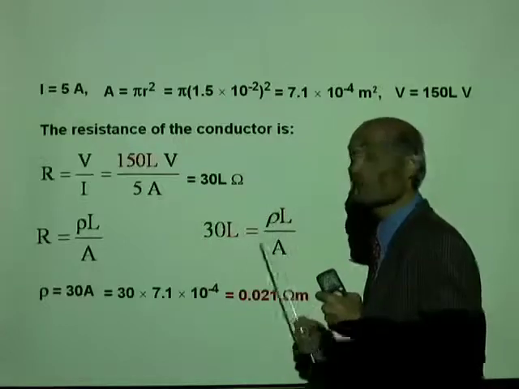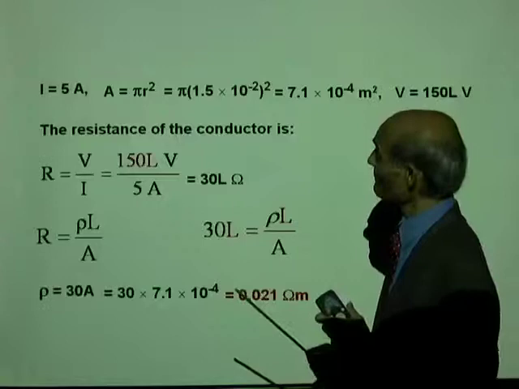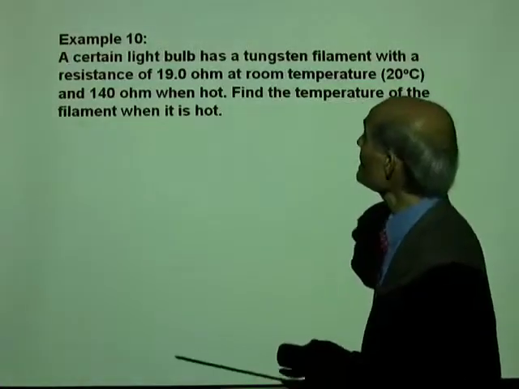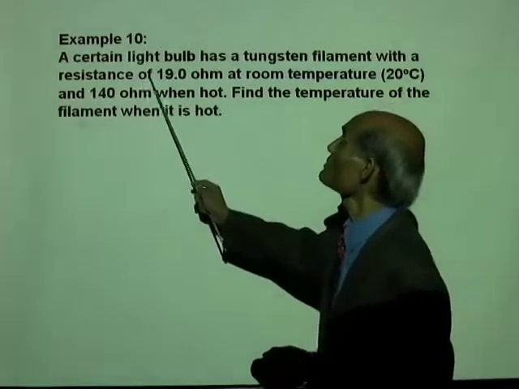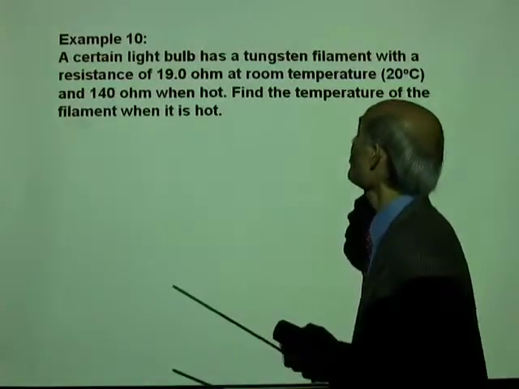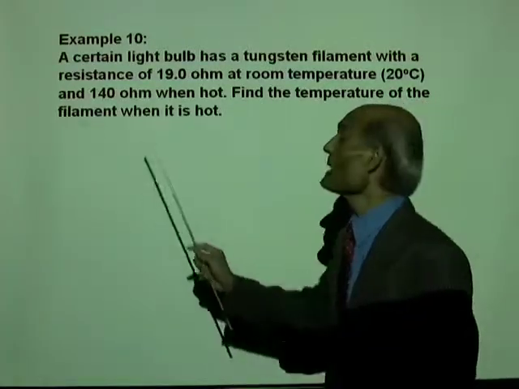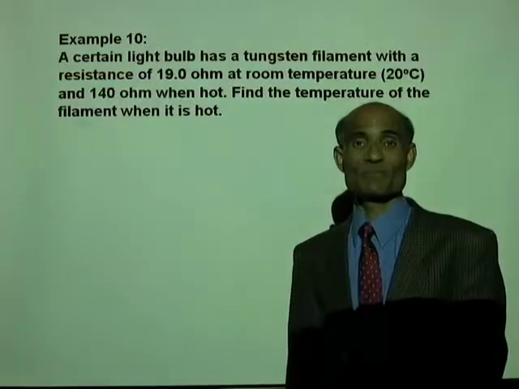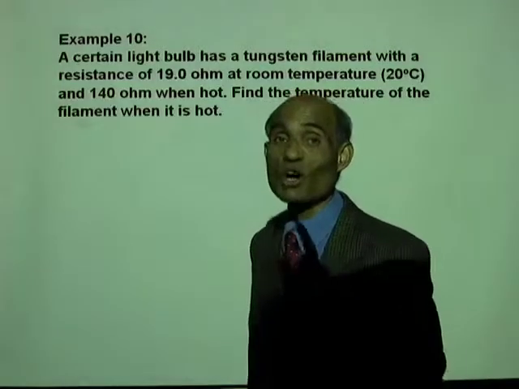could now solve for rho, the resistivity of that conductor. Okay, let's do another problem. A certain light bulb has a tungsten filament with a resistance of 19 ohm at room temperature, that is at 20 degrees Celsius, and 140 ohm when hot. Find the temperature of the filament when it is hot.